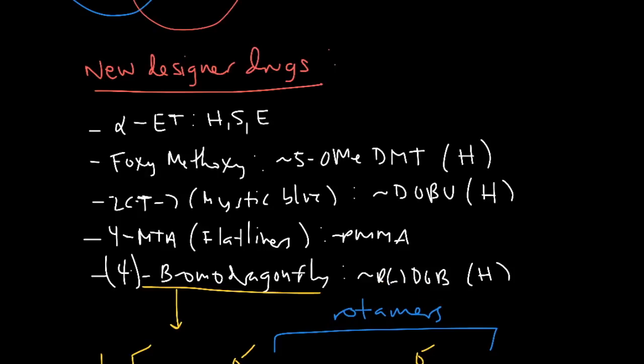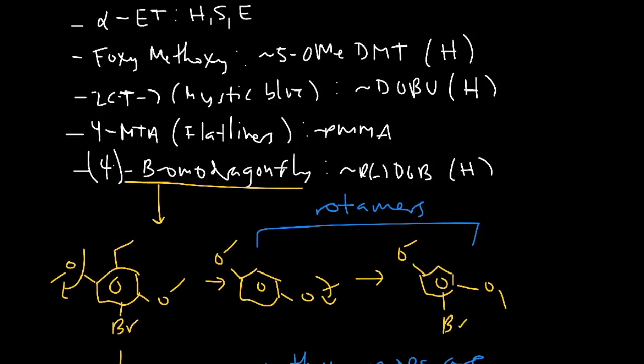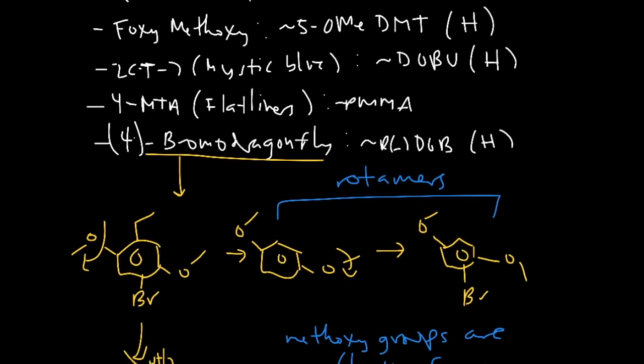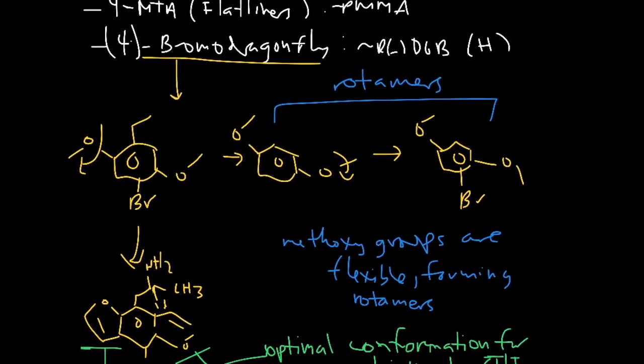A concept that Dr. Glennon might want you to know is the concept of rotamers. So here is the structure of DOB. Now, the methoxy groups can rotate along the single bond to have different conformations. For example, you can rotate this methoxy upwards so that it faces upwards rather than downwards. You can rotate this bottom methoxy group so that instead of facing upwards, it faces downwards. They're called rotamers. So methoxy groups are flexible, forming rotamers.